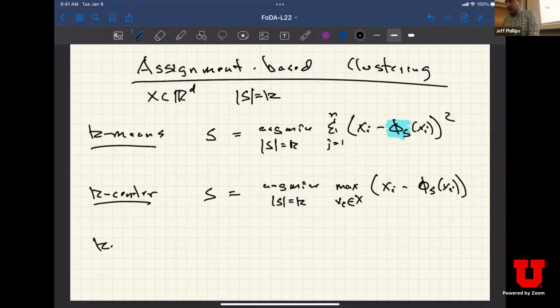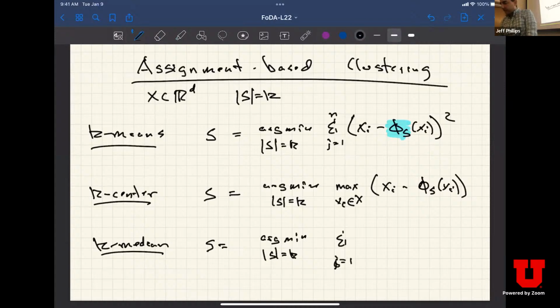The K-median formulation is argmin over S with |S| equals K, and again it's going to be a sum, i equals 1 to N, but now I look at the norm of Xi minus phi of S applied to Xi. This needed absolute values here. Yeah, absolute values. Okay, so now I'm just minimizing the sum of the distances, not the sum of the squared distances. That's called the K-median formulation.